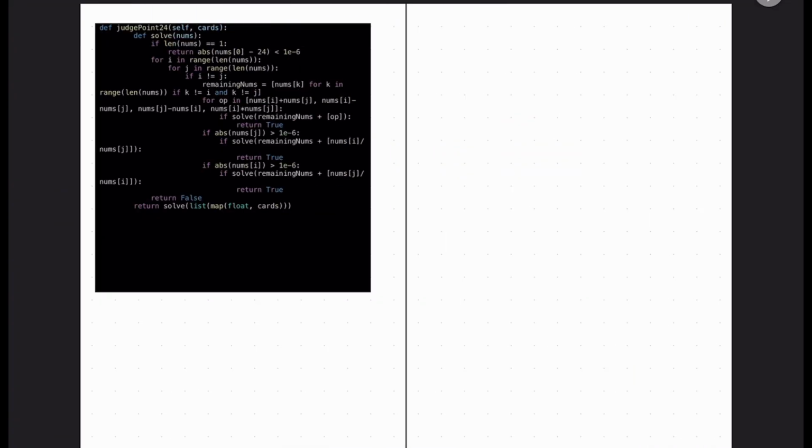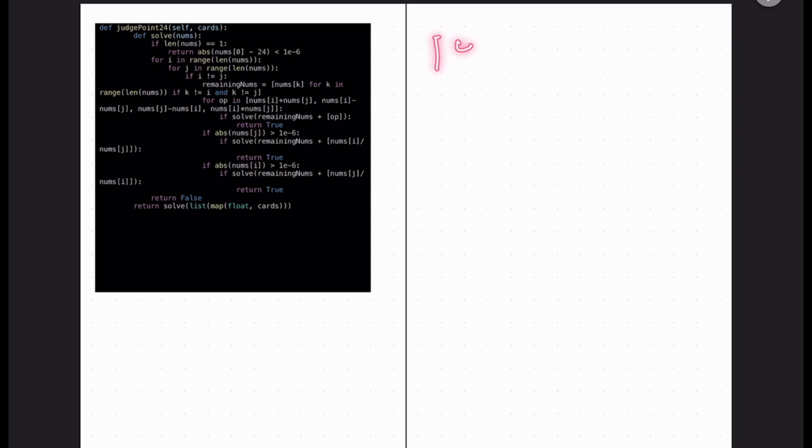So this is the approach that we'll be using to solve the problem. It's exactly the same as what we have discussed. We'll be converting all the card values to floats, because when you are doing division, it will be a floating point value. So initially we convert all of these to floats and send them to the array. Then we take i and j, two nums, and we perform the operation, with the remaining nums being whatever is not equal to i or j.